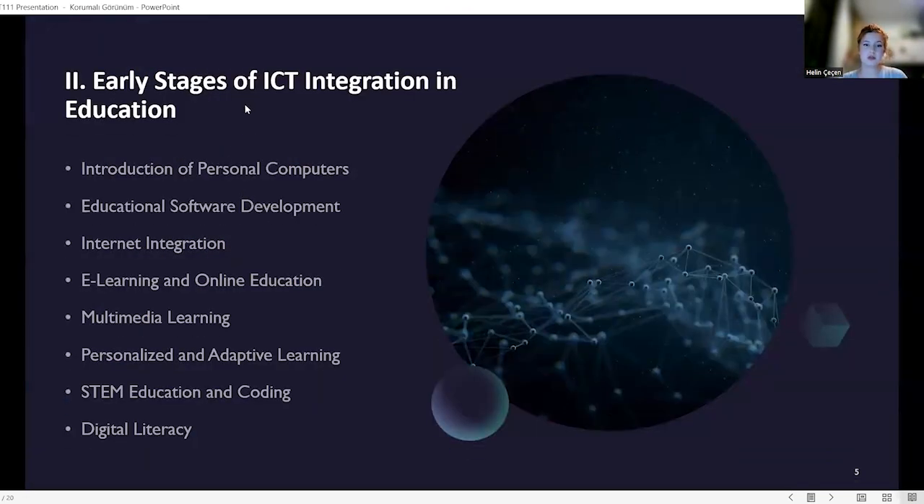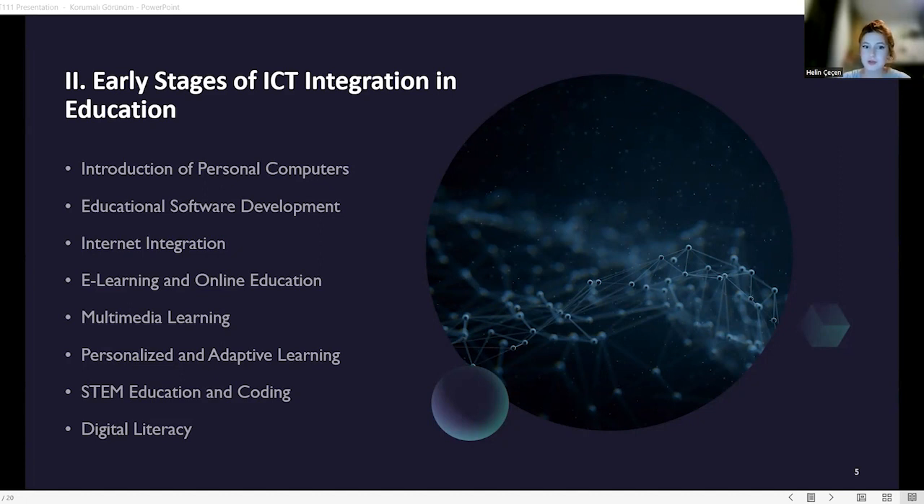Let's look at the early stages of ICT integration in education. Introduction of personal computers. In the 1970s and 1980s, affordable personal computers like the Apple II and IBM PC became available, entering schools and allowing the students and educators direct access to computing. Educational software development. Specific educational software was created for subjects like math, language arts, and science, offering interactive learning experiences.